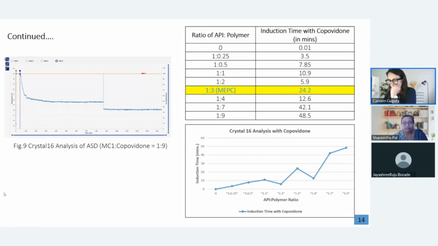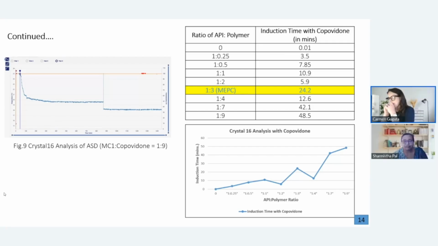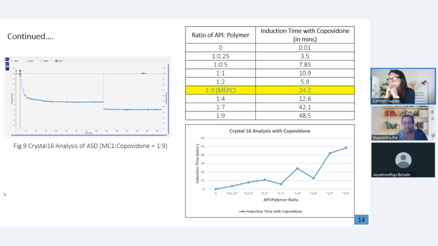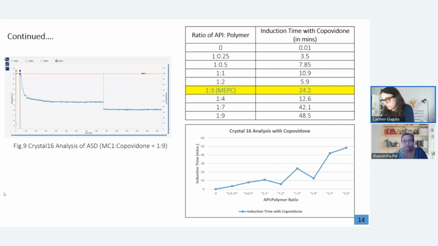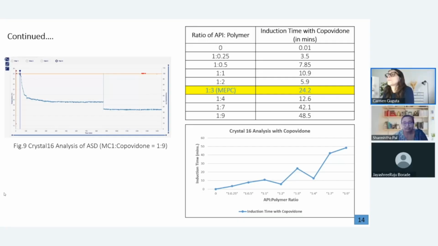So, let's focus on the graph, which is induction time versus API to polymer ratio. We can see there, without polymer, meaning at 0 polymer concentration, API only, and at the lower ratios like 1:0.25 and 1:0.5, there is an early drop in transmission observed with very short induction time, which indicates rapid crystallization and poor supersaturation stability. This means the system is still far from the LOC region.